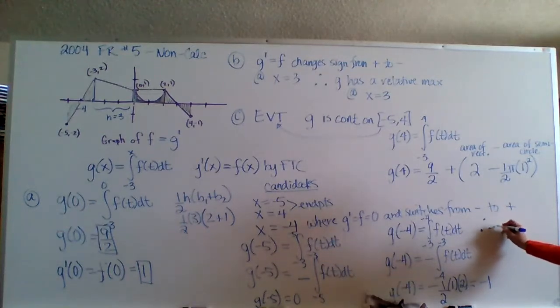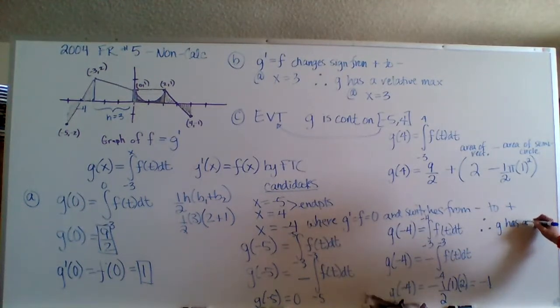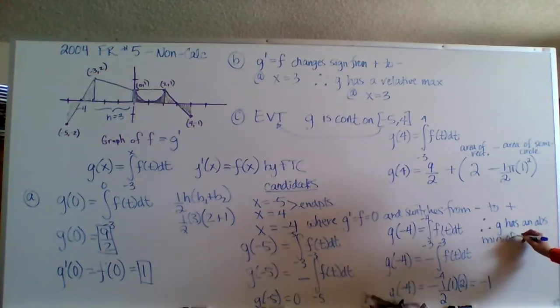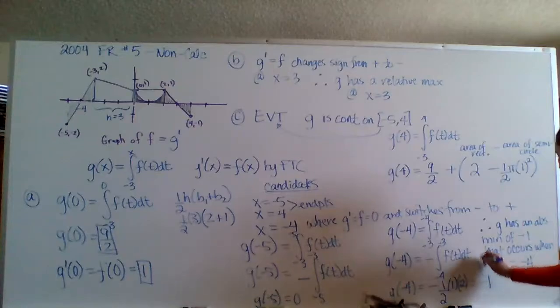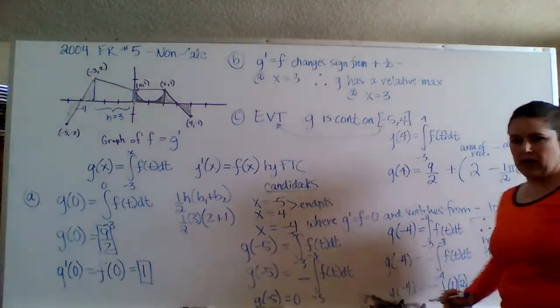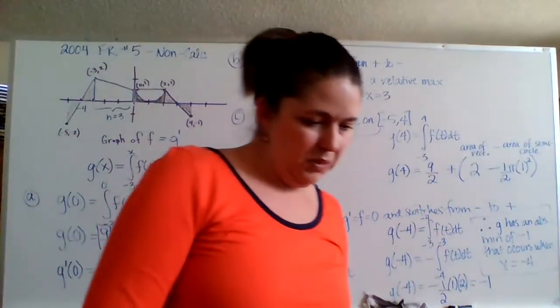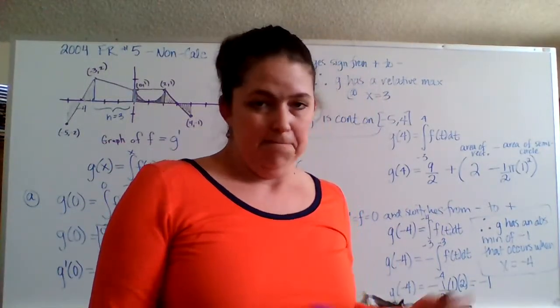So therefore, G has an absolute min of -1 that occurs when x equals -4. You have to tell them which one you're choosing. They're not going to assume that you know what is biggest and what is smallest if you don't tell them.